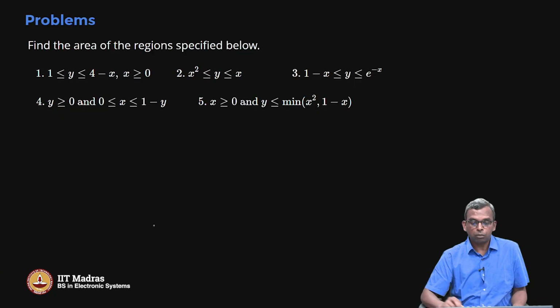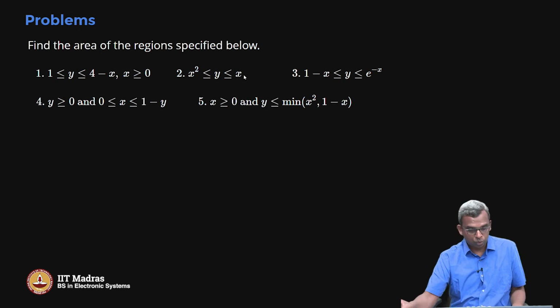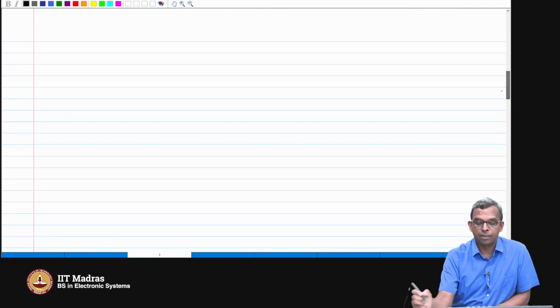So, let me just walk you through the remaining problems. It says here, maybe there are additional specifications, I am not sure, but anyway let us check this. It says x squared less than or equal to y less than or equal to x. Okay. So, how do you do this? So, this is also an interesting one, y is between x squared and x.